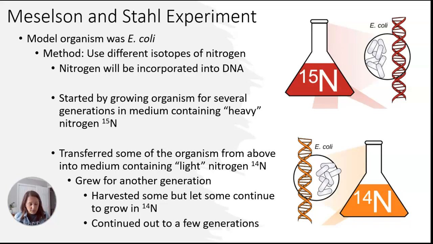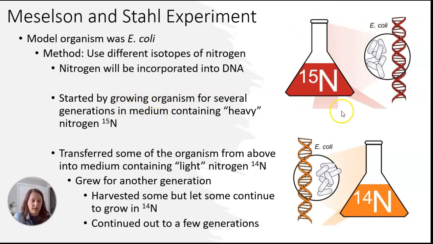Okay, so let's look at the actual experiment. So again, why nitrogen? Why did they use isotopes of nitrogen? Because DNA has a lot of nitrogen in it. So it's a great way to really tag that DNA. They started the experiments by growing E. coli for several generations in culture, in medium, containing heavy nitrogen.